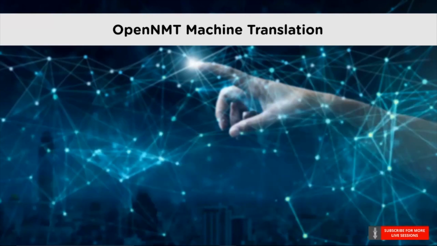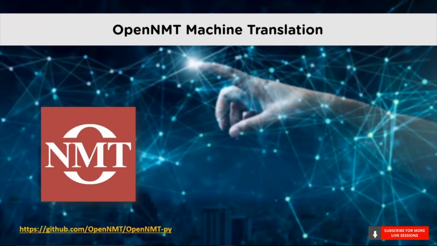Next in our list of projects we have OpenNMT machine translation. OpenNMT is an open source ecosystem for neural machine translation and neural sequence learning. It started in December 2016 by the Harvard NLP Group and Systran. The project has since been used in several research and industry applications.